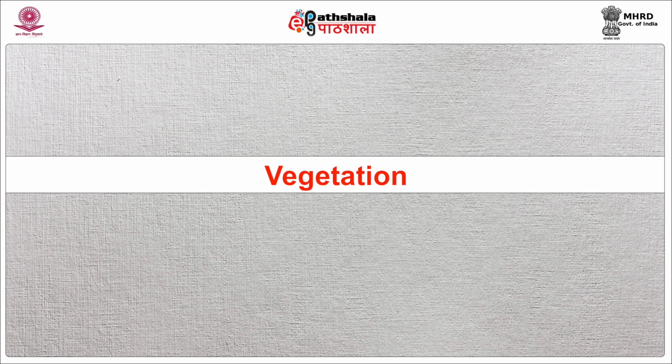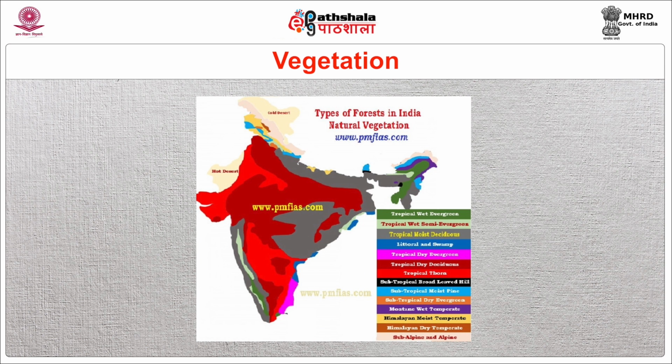Then comes the vegetation in India. Vegetation is the natural plant cover of an area. However, much of the natural plant cover in India has been modified by human activities. More than half the area of the country is under cultivation and other uses that imply removal of the natural vegetation cover. The climate of India is tropical and hence a large part of the country supports tropical flora.